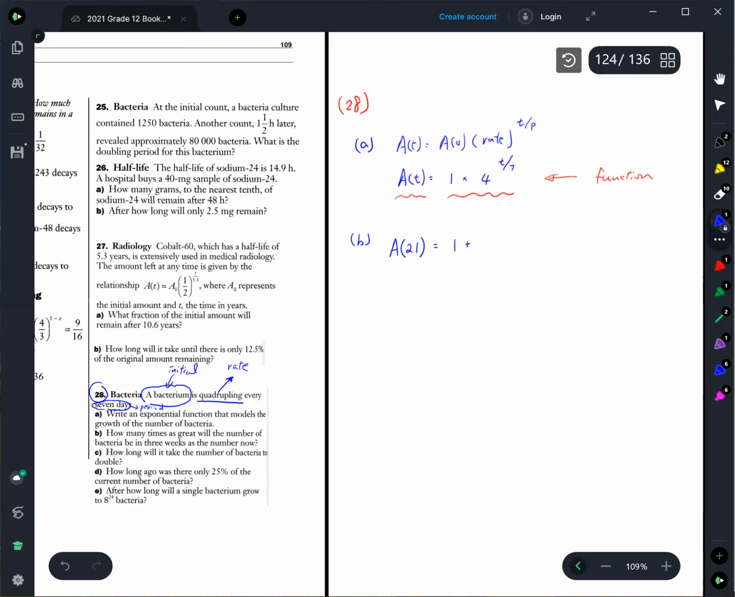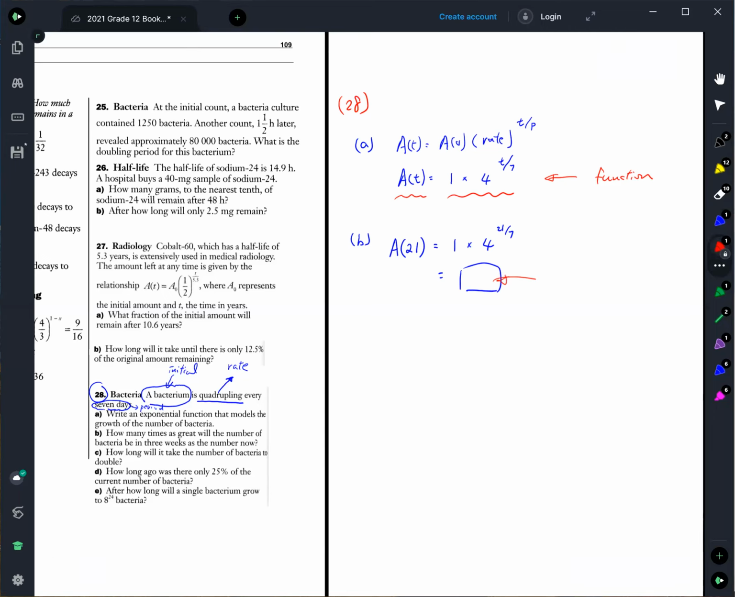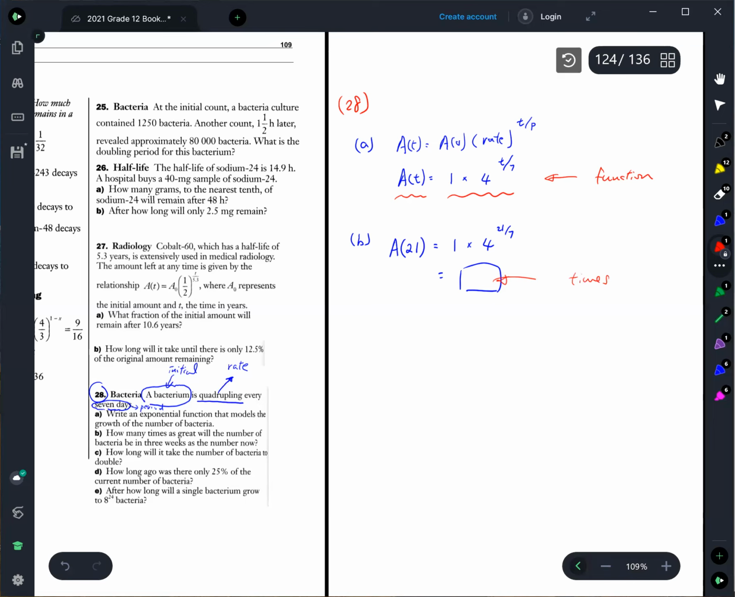And then you sub it into the function, right? 21 over 7, and you calculate. So whatever, or it's not plus, okay? It's multiplying. Okay, so whatever number that comes out, right? For example, if you get 5, that means 5 times more, right? Because it used to be 1. Now become 5, right? So you have to figure that answer out by yourself. So that will tell you how many times, right? How many times greater? So that's what you will answer.